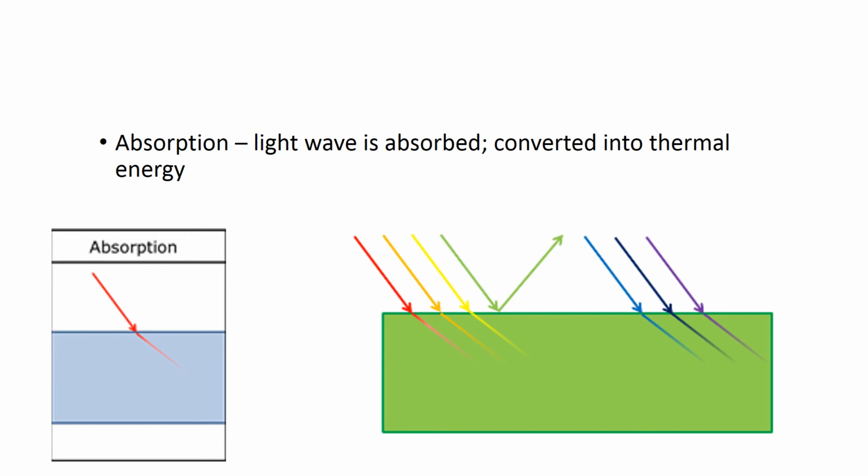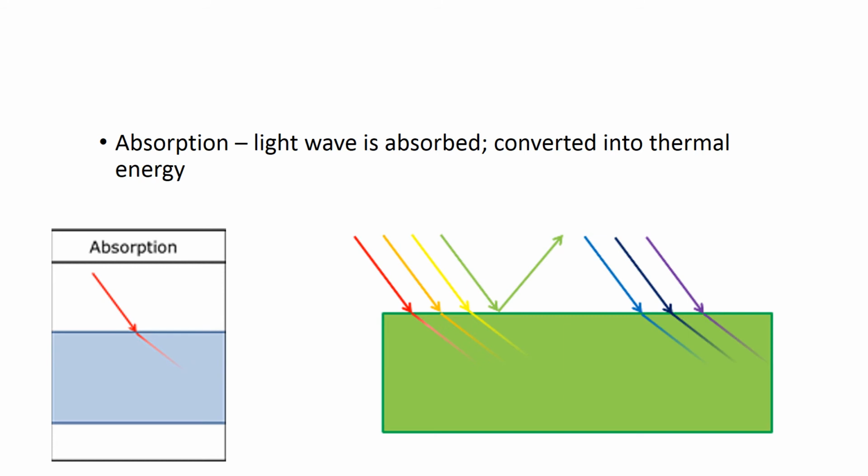There's also absorption. Absorption happens when the light wave is more or less absorbed completely. Some of it does get converted into thermal energy or heat. And that's what we see here in these two pictures, the light waves entering the next medium, but then disappearing or being absorbed. That's the reason why we can see specific colors for different objects, right?